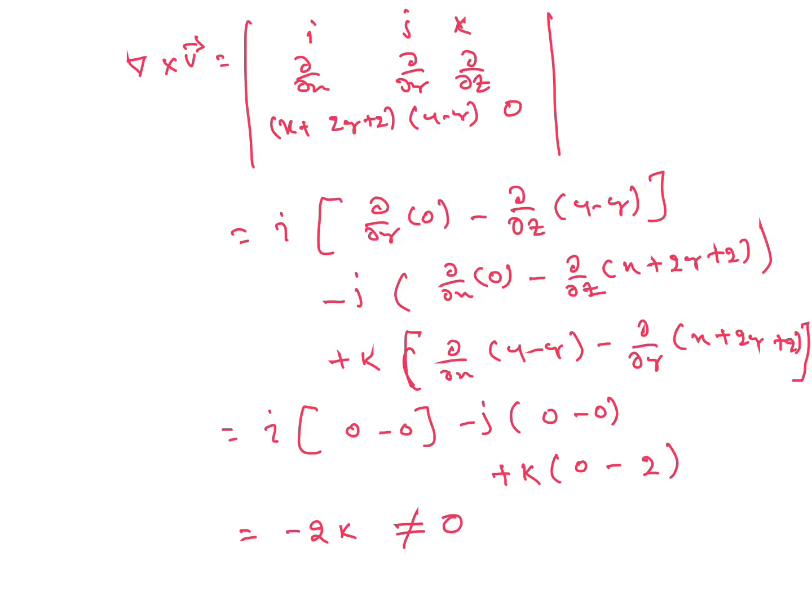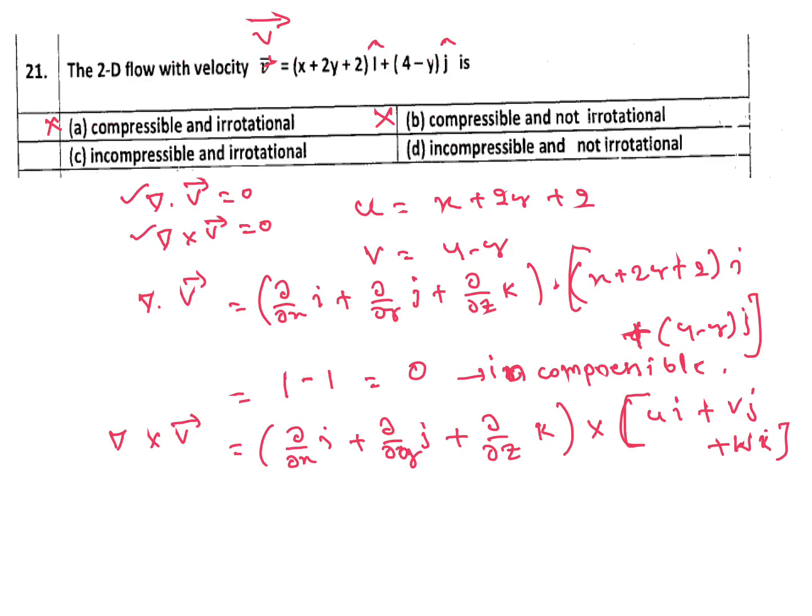So it is not irrotational. From the options we have to check. Already two options we omitted, so this is not irrotational. So only D is left: incompressible and not irrotational.